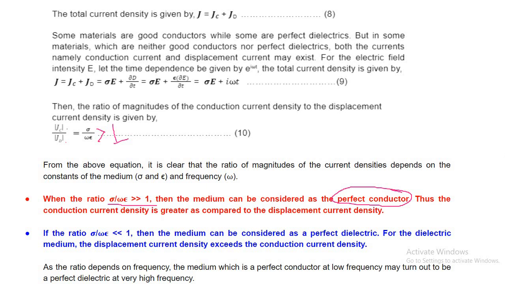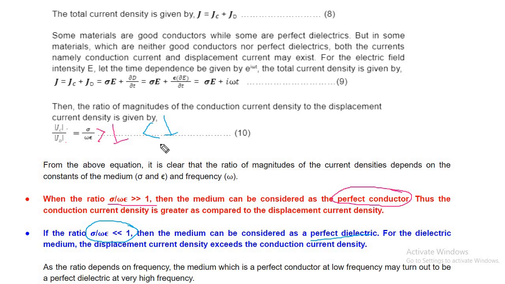And in the second case, this is less than 1. If this is less than 1, this is the case of a perfect dielectric, a perfect non-conducting material which is able to produce the dipole inside the system. So obviously this is less than 1. If it is less than 1, JC is less than JD. So the majority of the current is because of the displacement.